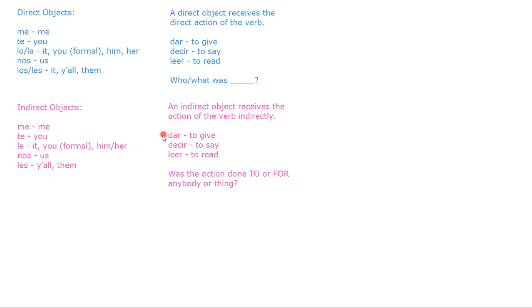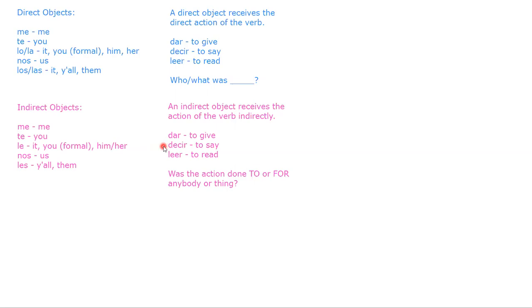Was the gift, remember from up above, was the gift given to or for anybody else? Yeah, usually when there's a gift giving involved, it's given to somebody else, even if it's given to yourself. So absolutely, there's going to be an indirect object here.